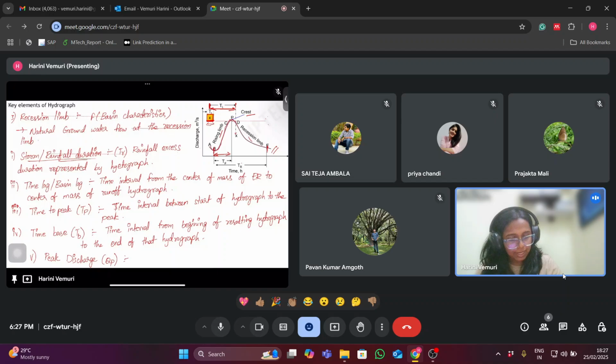So here we can see that in the hydrograph, since it's a single or isolated storm, there is only one single peak. Whatever discharge corresponds to the highest discharge is called the peak discharge. In our case, the point P represents the peak discharge.